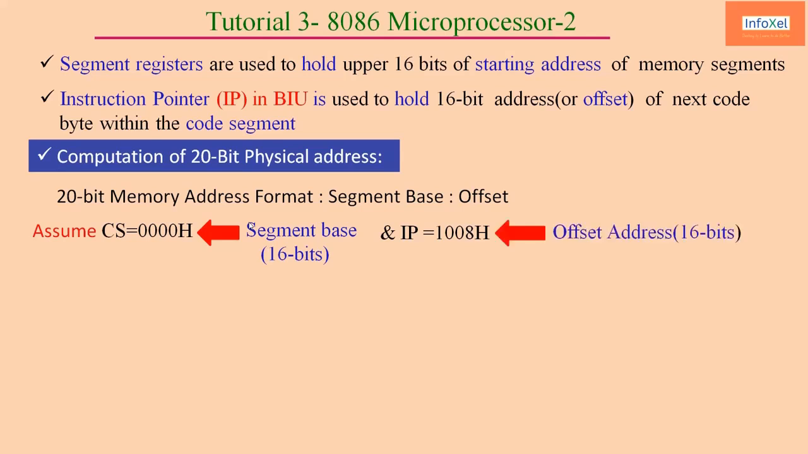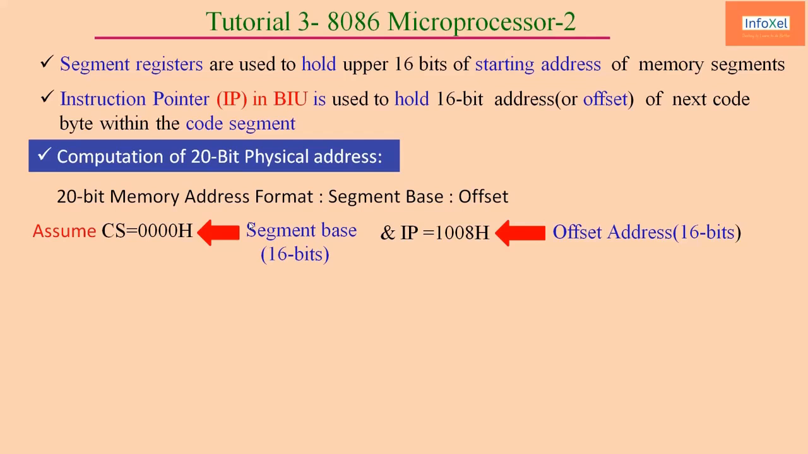And then we'll assume that the instruction pointer IP contains 1008, and this is the offset address. You see, both are 16-bit addresses. With the help of these two 16-bit addresses, segment base address and offset address, this is what we mentioned as the format.